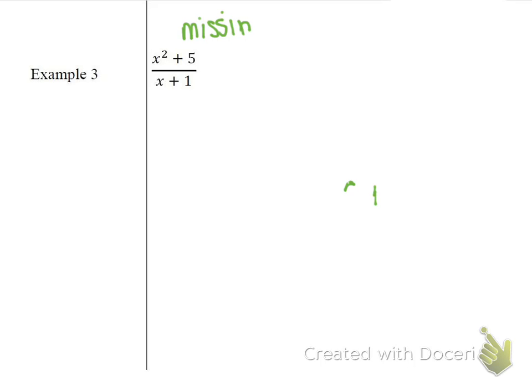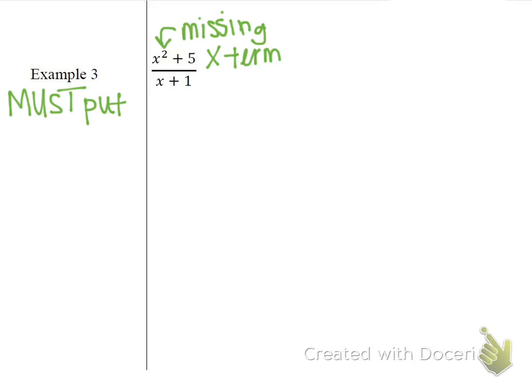Well, because we have an x squared term. Missing x term. There we go. Okay. So when there is a missing term, do you guys notice how we go from x squared just to 5 and there's no x in there? When you are missing a term, you must put a 0 placeholder. So make that note there. So you must put a placeholder for the missing term.